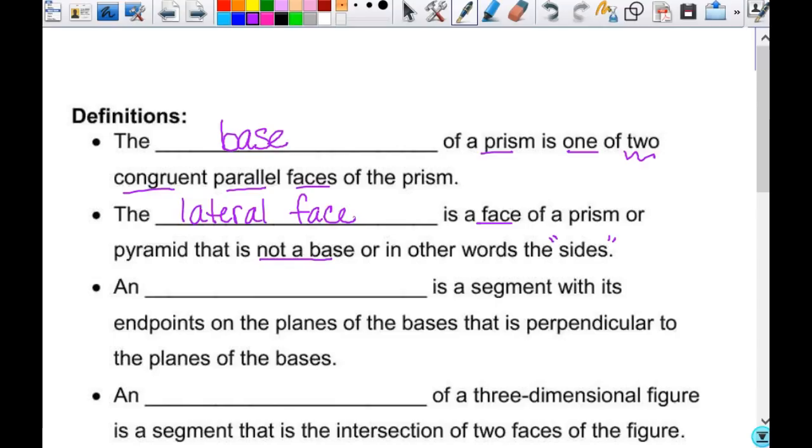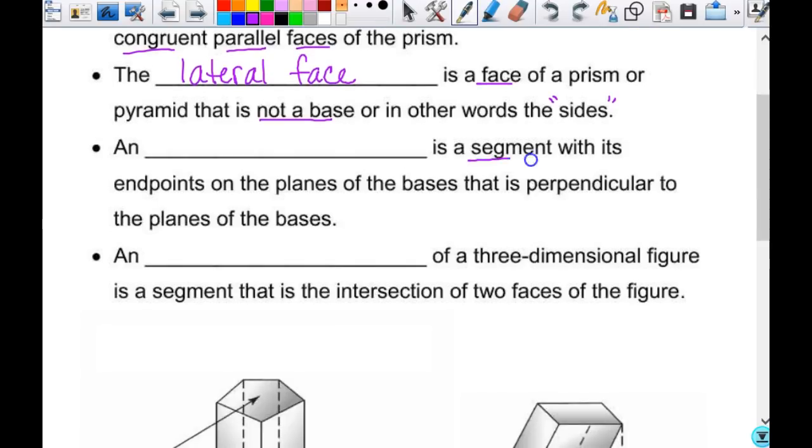All right, so then blank is a segment with its endpoints on the planes of the bases that is perpendicular to the planes of the bases. So the word segment here is important. So what do you think goes in that blank? Well, an edge doesn't always have to be perpendicular. What always has to be perpendicular to the base?